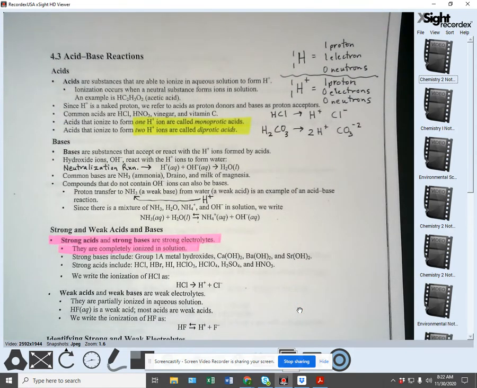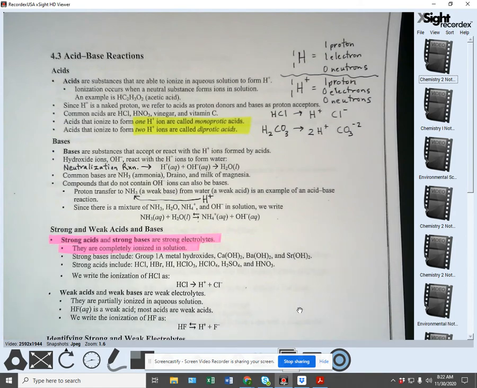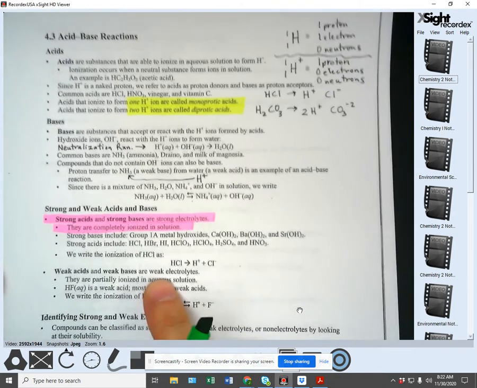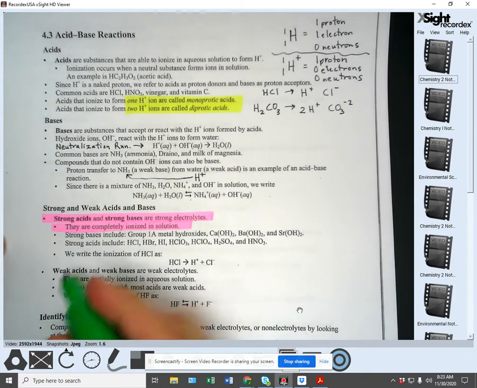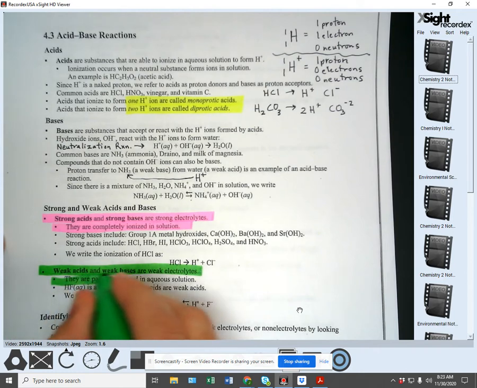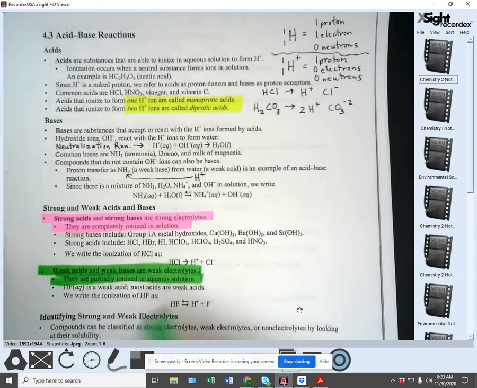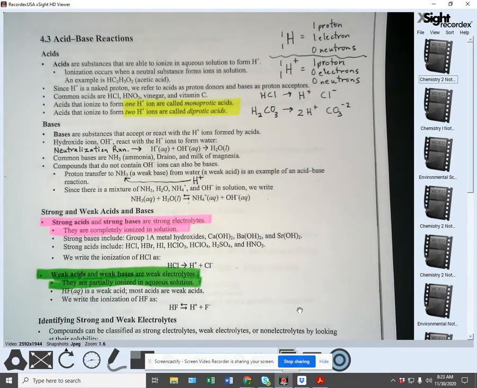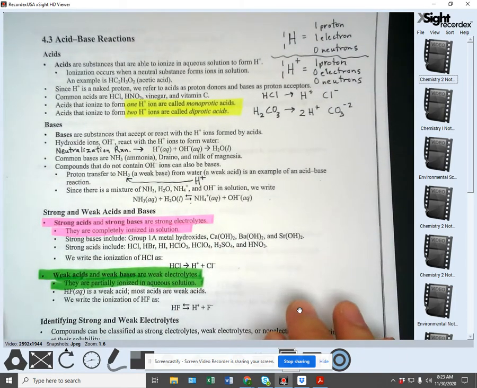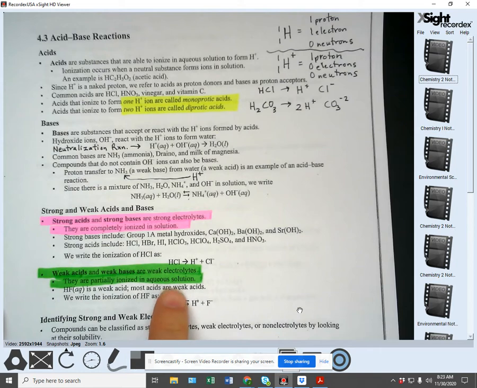All right. Weak acids and weak bases are weak electrolytes. They are only partially ionized in an aqueous solution. So we talked about strong versus weak electrolytes, right? Strong electrolytes are substances that completely ionize or break up. Weak electrolytes are things that only partially ionize. Some of it stays together as the compound, and some of it breaks apart.